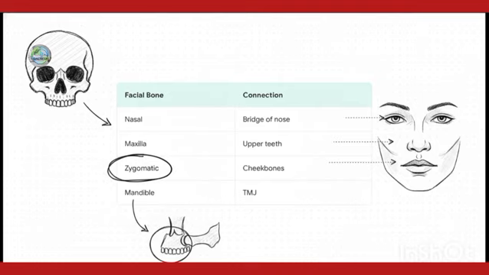Moving from the cranium to the physical structure of the face, we have the nasal bone, forming the bridge of your nose. Then the maxilla, which is a major anchor connecting the nose, your upper teeth, and the cheek. And you know those prominent cheekbones you see in the mirror? Well, those are your zygomatic bones. Finally, we have the mandible, your jawbone. Pay close attention to this connection right here because it is highly testable. The mandible connects directly to the temporal bone at the temporomandibular joint, which is commonly known as the TMJ.